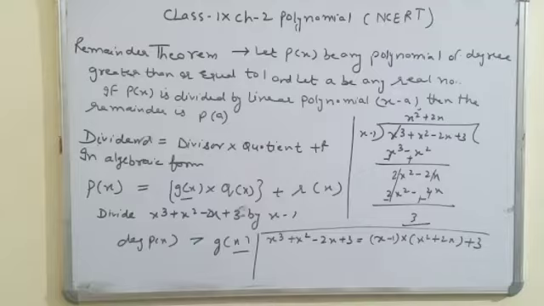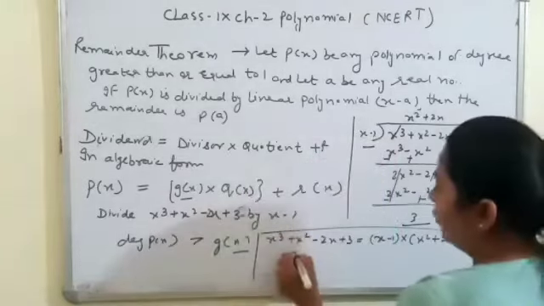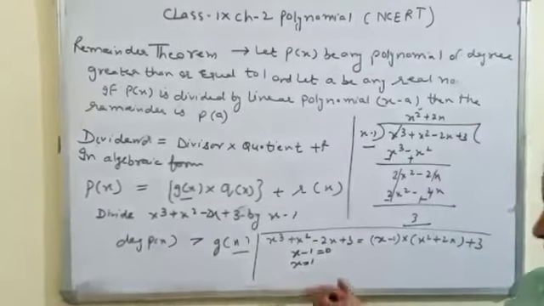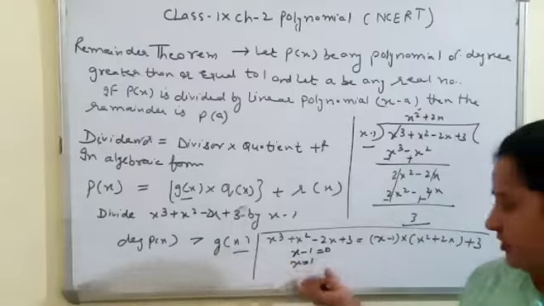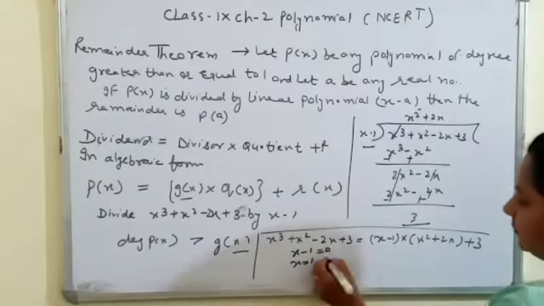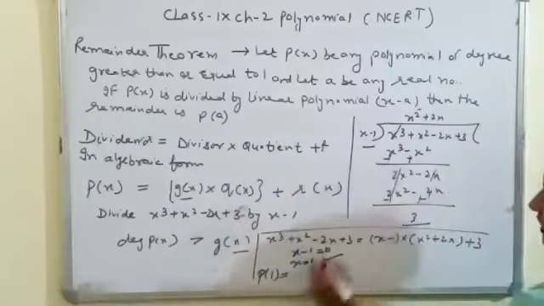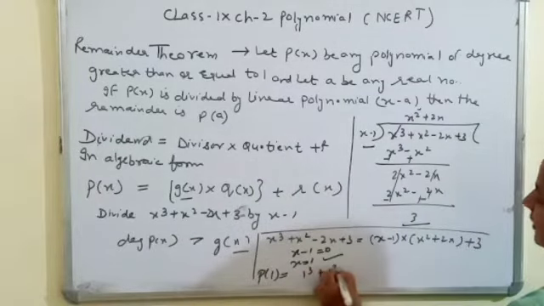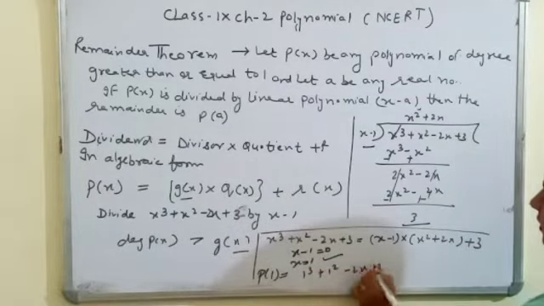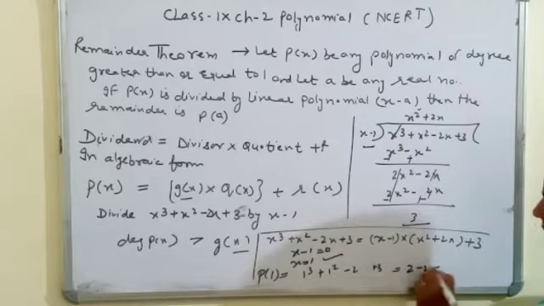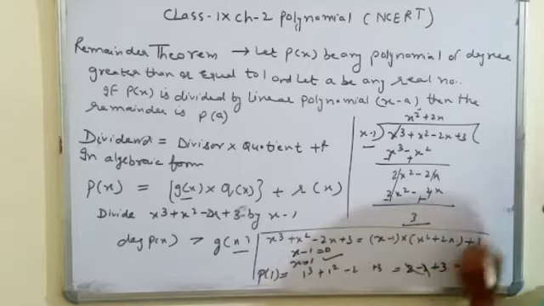Okay, now you can see its divisor is x minus 1. When we find the zero of its divisor, the value is 1. So substitute 1 in the dividend: 1 cube plus 1 square minus 2 plus 3. You can see 1 plus 1 is 2, minus 2 plus 3, that is equal to 3.